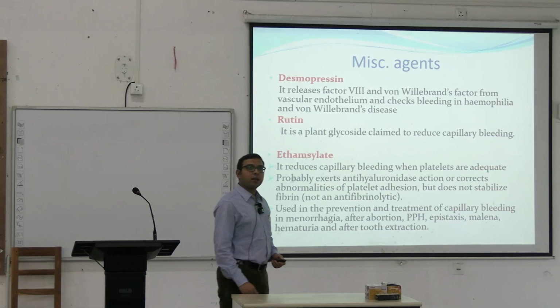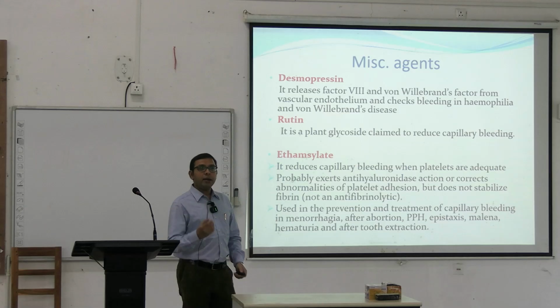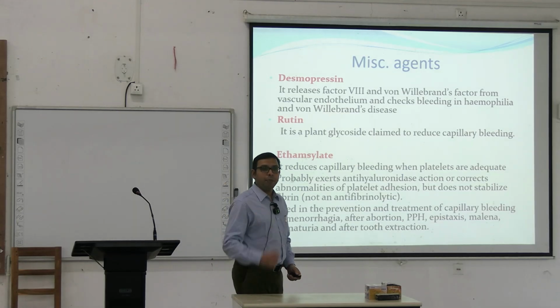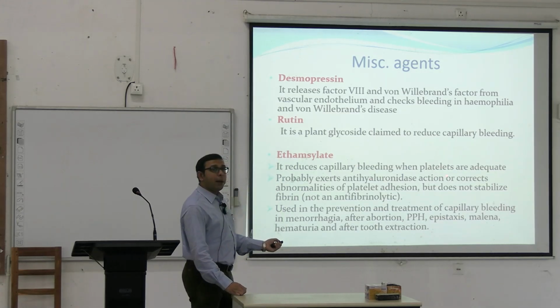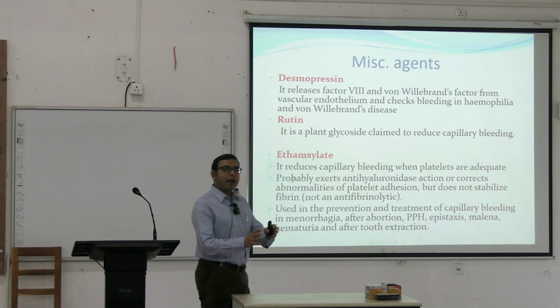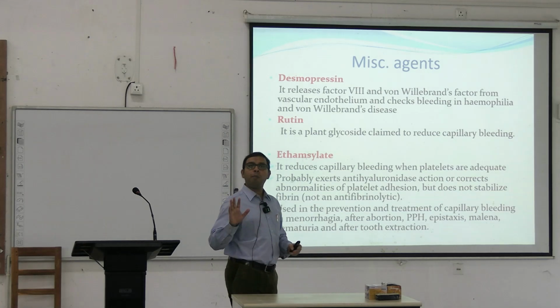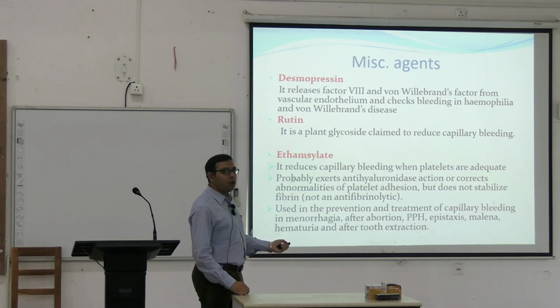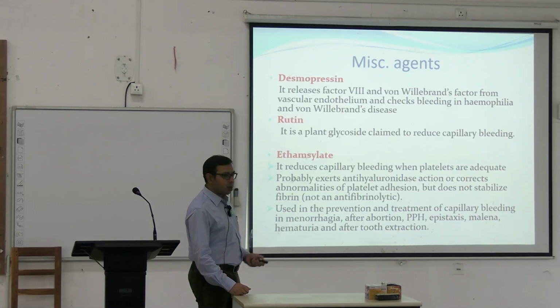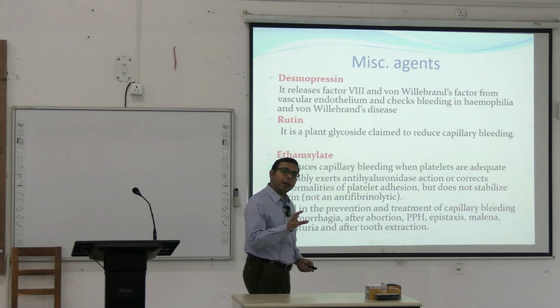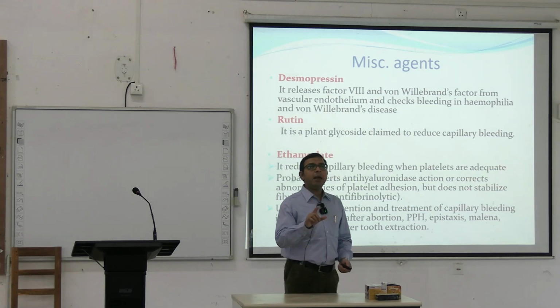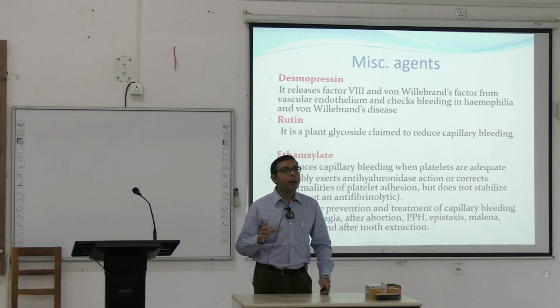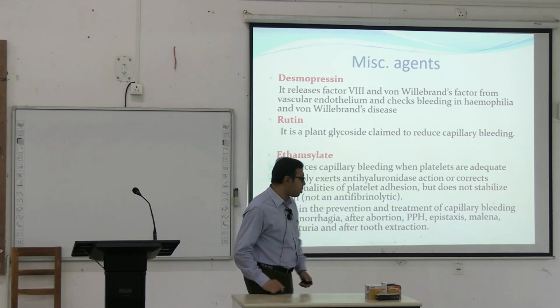Ethamsylate is another drug that is commonly used, that basically reduces capillary bleeding when the platelets are adequate. So the platelets are normal, there is no thrombocytopenia, and probably they exert anti-hyaluronidase actions or correct abnormalities of the platelet adhesion, but do not stabilize the fibrin. So it is not stabilizing the fibrin; ethamsylate mainly acts by modulating the platelet adhesion.